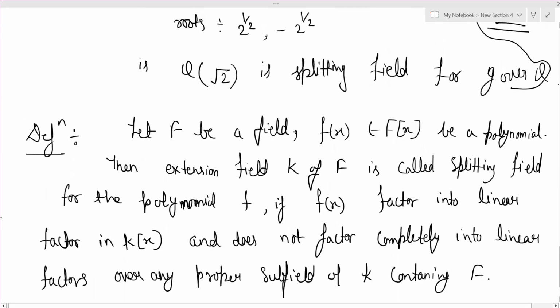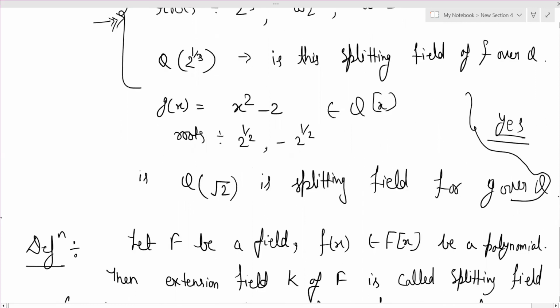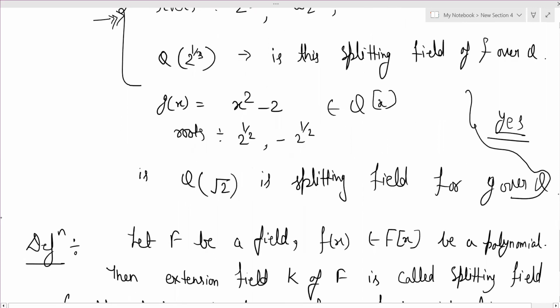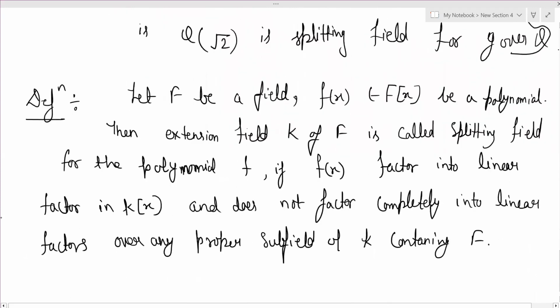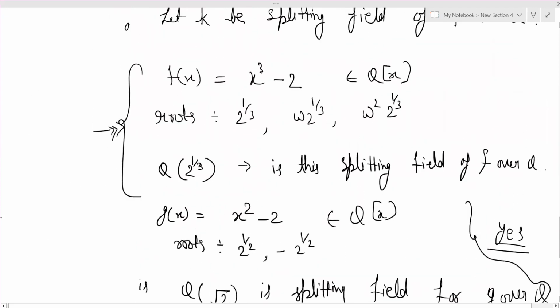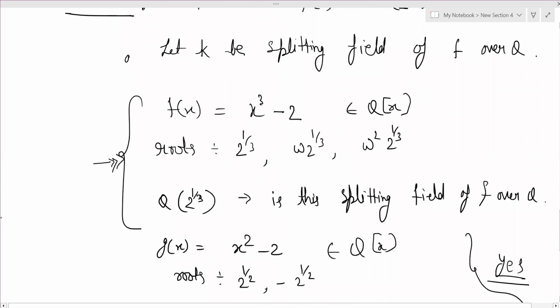Okay, so this is the definition, and Muthukumar justified this one because you can write g(x) as the product (x plus root 2)(x minus root 2), and this is a polynomial in Q(root 2)[x]. So you can do this. So what about the first one? Is this a splitting field for f over Q or not?